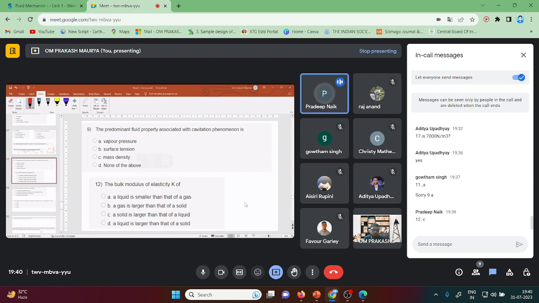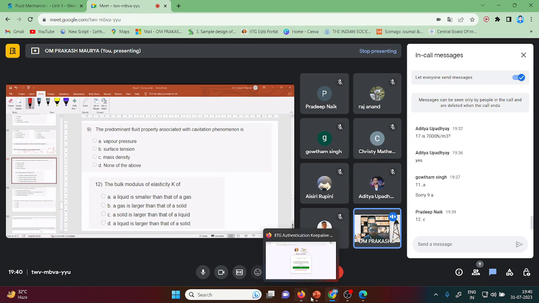But generally, sir, it is used for solid bulk modulus. I think bulk modulus is for solid and liquid both. The bulk modulus, let me explain. Some questions are there also about the bulk modulus, but I want to explain something.